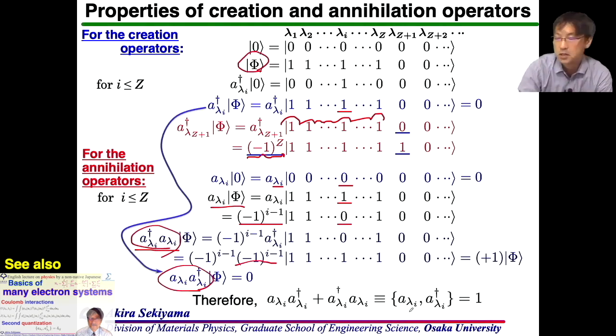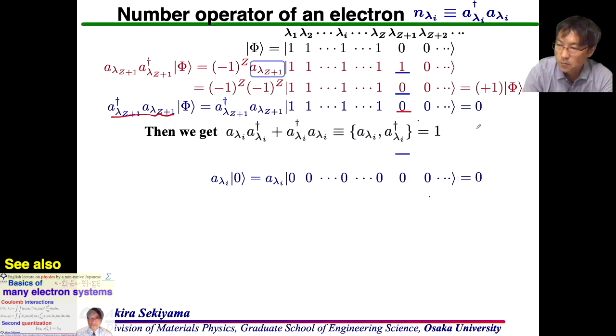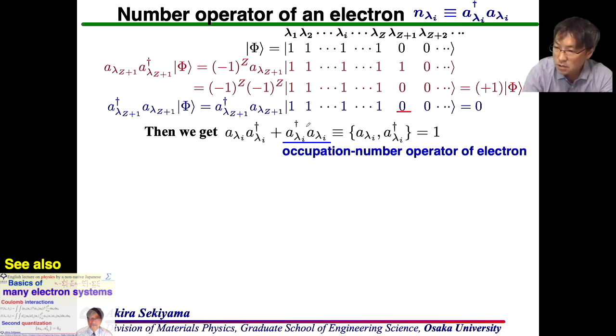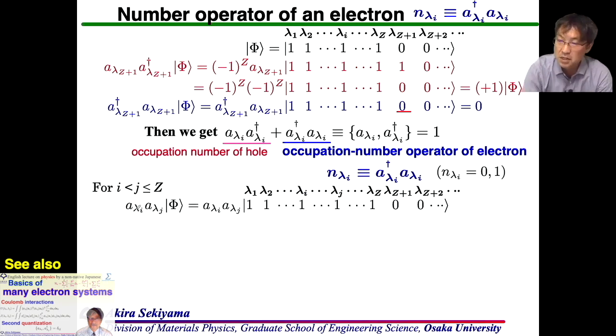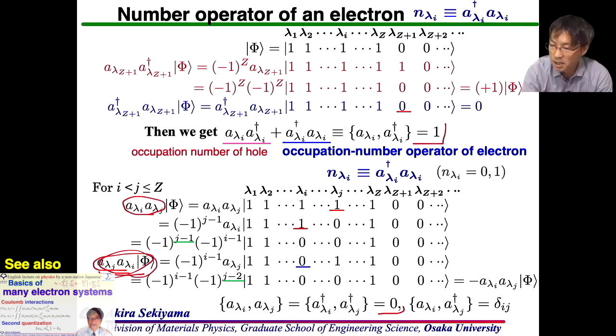This is usually known as an anti-commutation relation, expressed as this formula. Therefore, we get this relation irrespective of the occupied state or unoccupied state. So this term gives the occupation number of electron. The sum of this operator and this operator becomes 0. This is the same for the creation operator. Therefore, this relation must be satisfied. So compared with this one and this one, finally we get this relation. This is an anti-commutation relation.